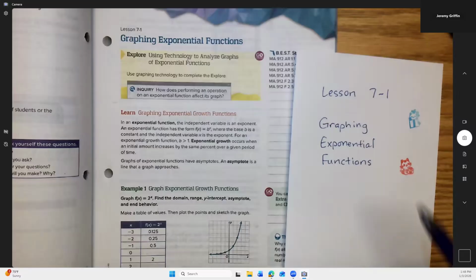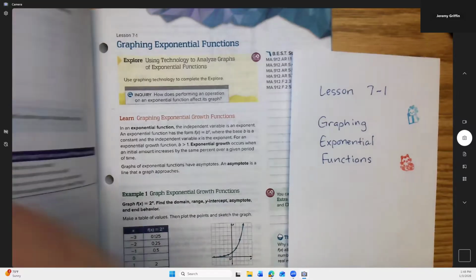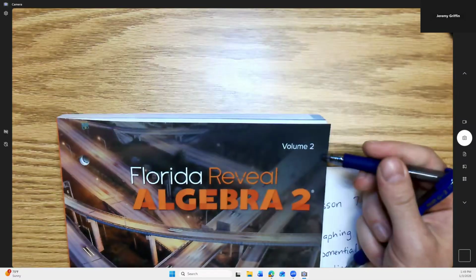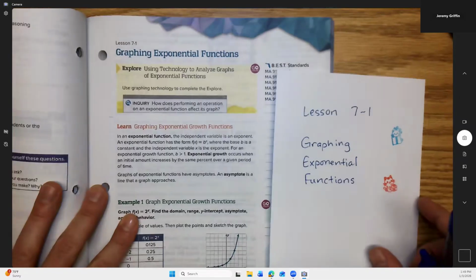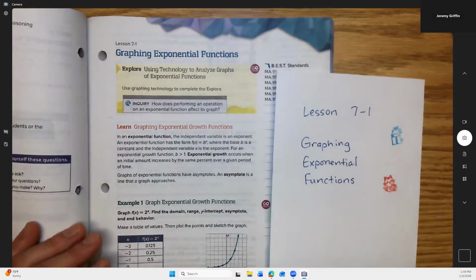Lesson 7-1, graphing exponential functions. We are on to volume 2, by the way. So new book here, on two. So exponential functions, these are curves that take off real fast.